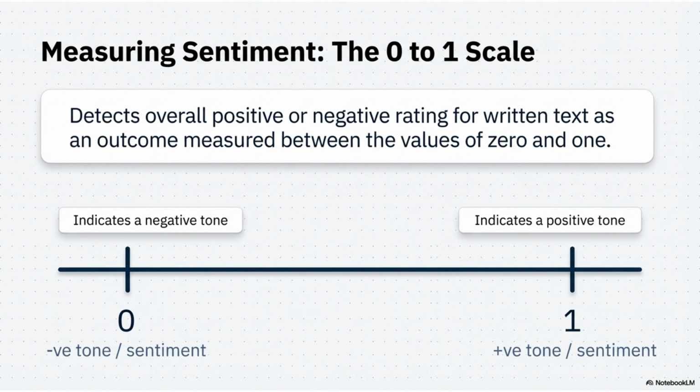So here's how sentiment is actually measured. Instead of a label, we use a numeric scale from 0 to 1. 0 is very negative and 1 is very positive. So a score like 0.2 means negative sentiment, while 0.8 means positive sentiment. This makes it easier to quantify and compare the results. It detects an overall positive or negative rating for written text as an outcome measured between the values of 0 and 1. And that's critical for data driven decisions.